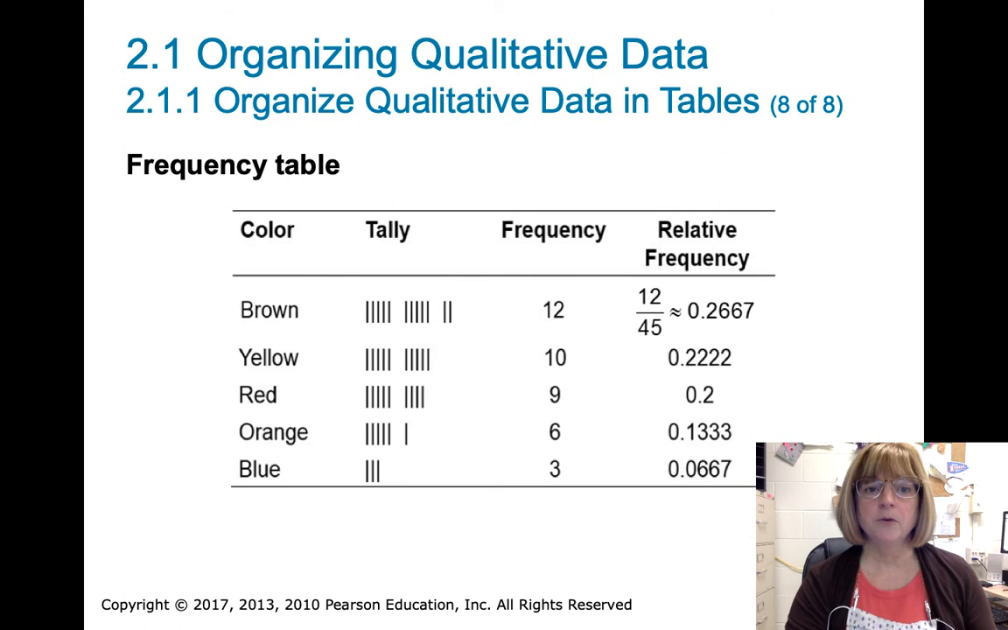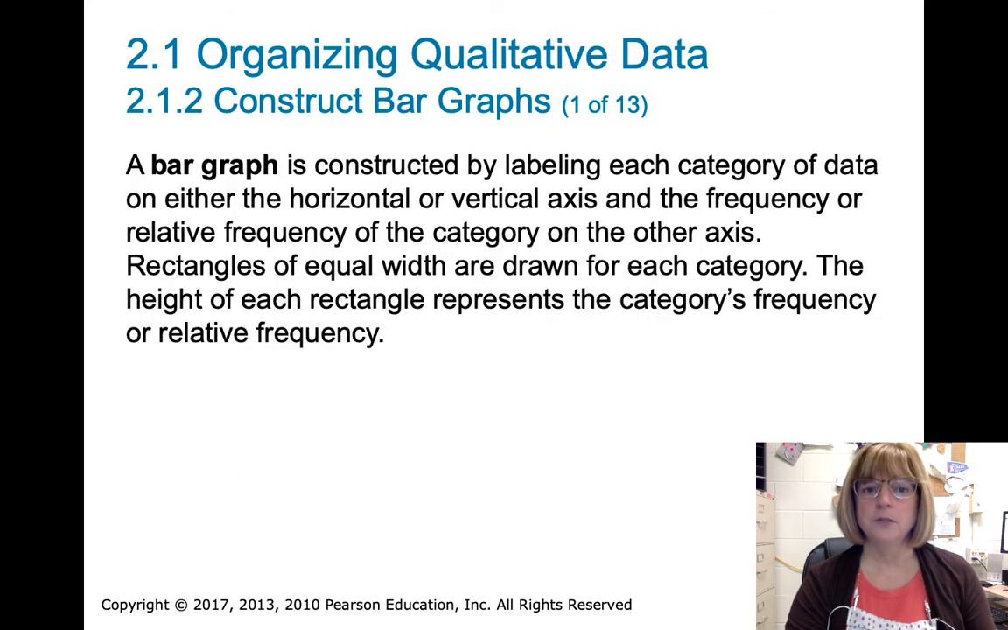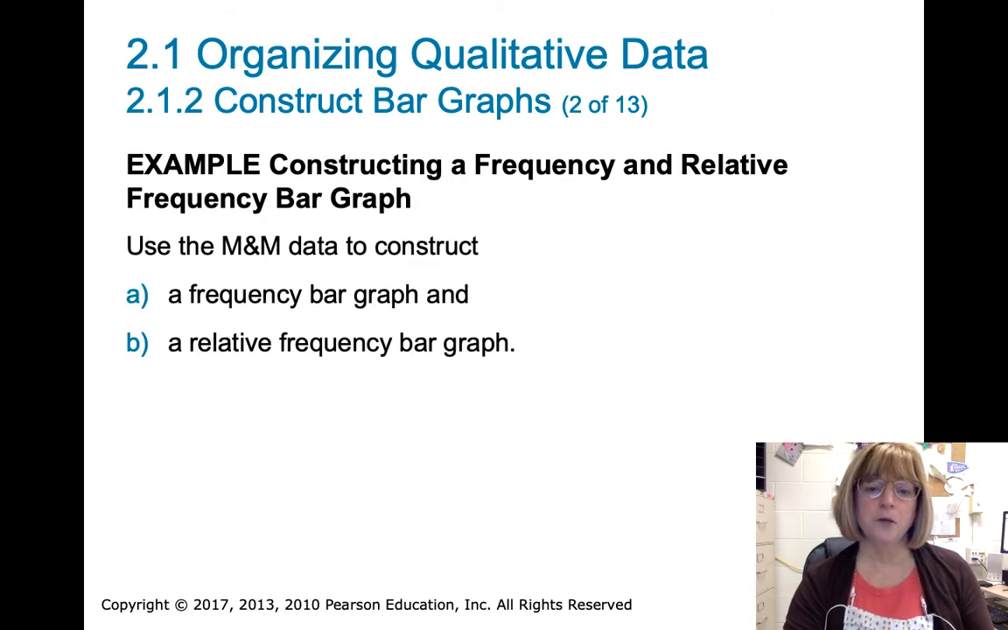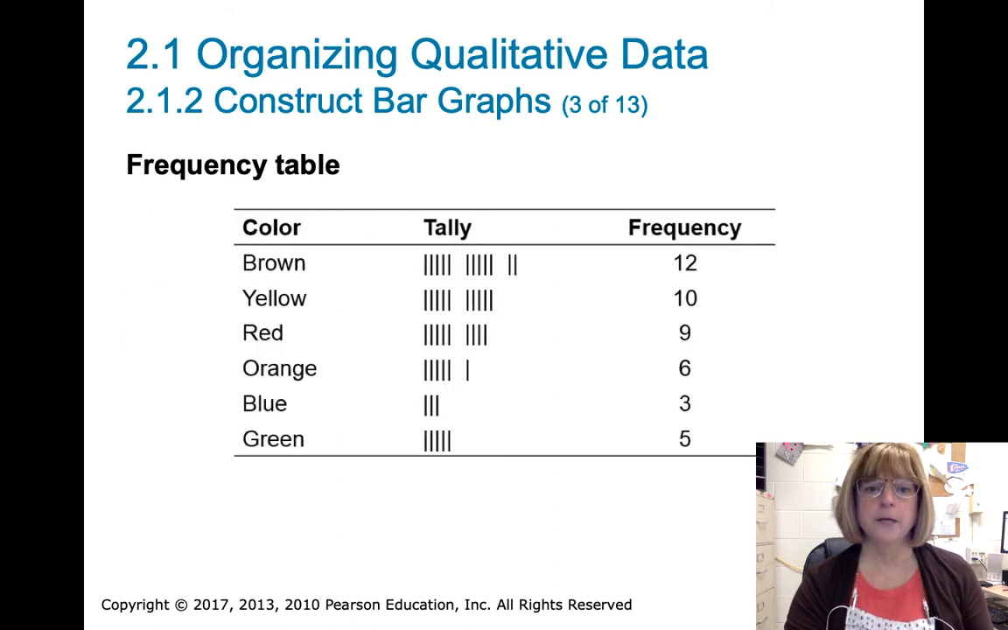Now, once we have our frequency table and all the information we want on it, we're ready to decide what kind of graph we want. You have to pay attention to what you're graphing. Are we graphing a frequency or are we graphing a relative frequency? So graph A is a frequency bar graph and graph B is a relative frequency bar graph, and the only difference is the increments up the vertical side.